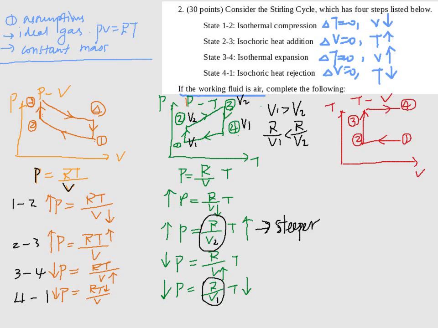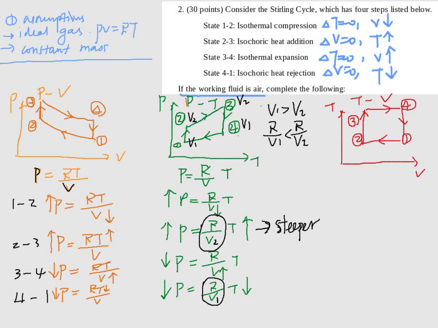And the last step is constant volume. So a vertical line again. Temperature decreasing, so it's going to go down. And that also closes our cycle. So this is what the TV diagram looks like.